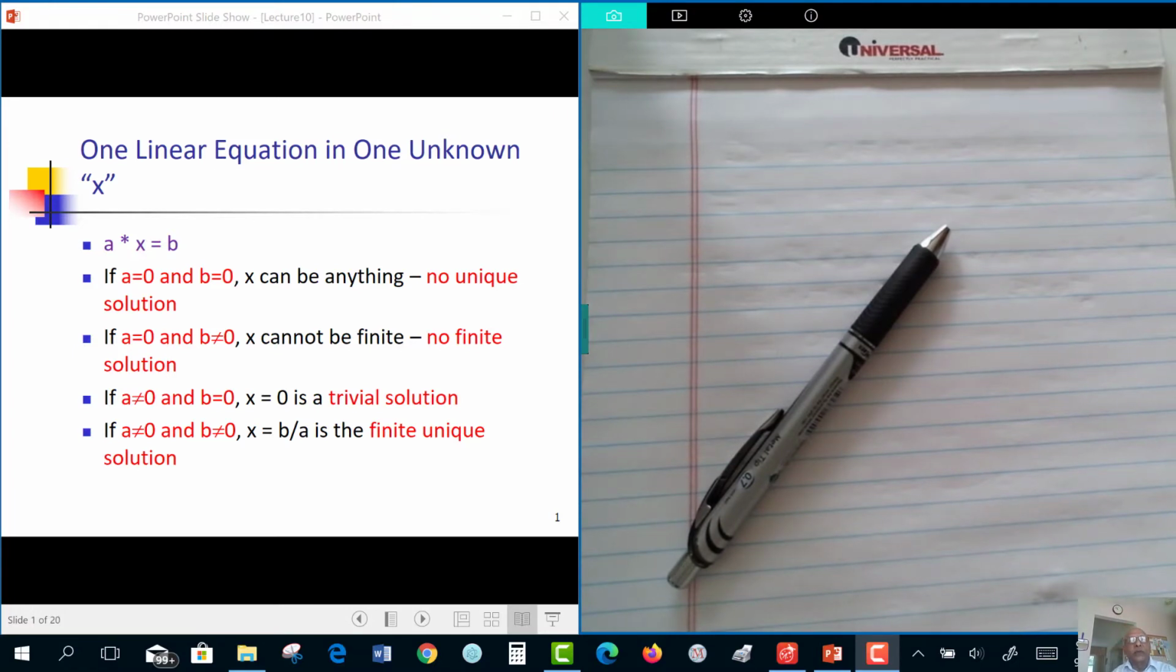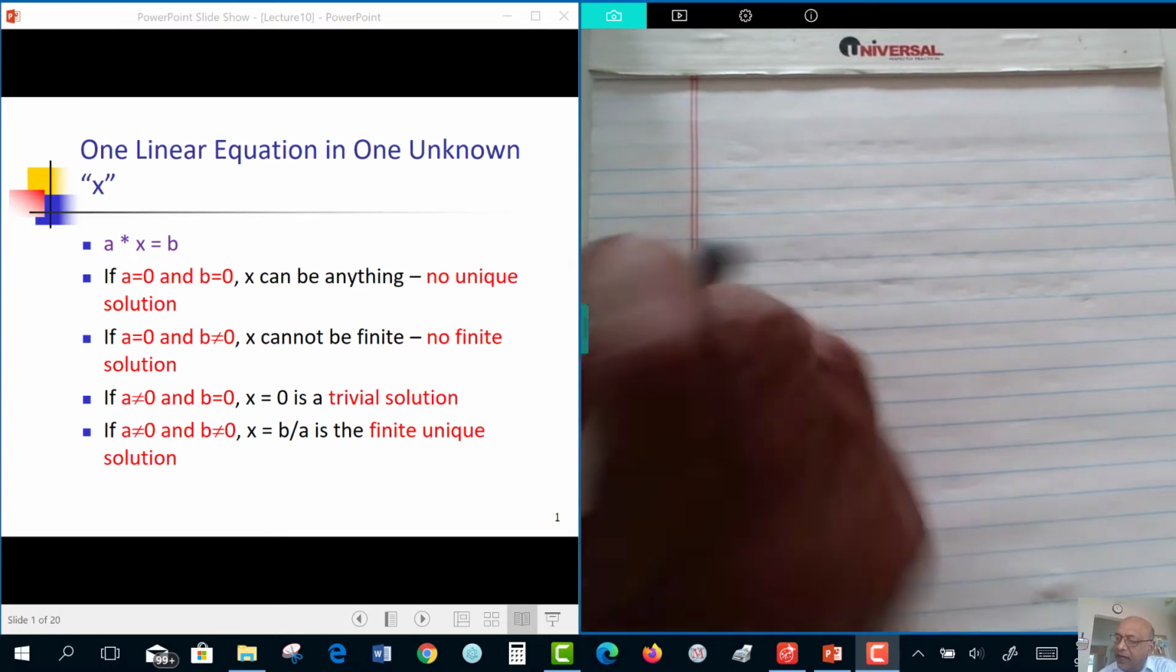In the past few weeks, we have learned how to solve one nonlinear equation in one unknown. Now we are going to learn how to solve n linear equations in n unknowns. But before we go on to n linear equations, let's look at one linear equation.